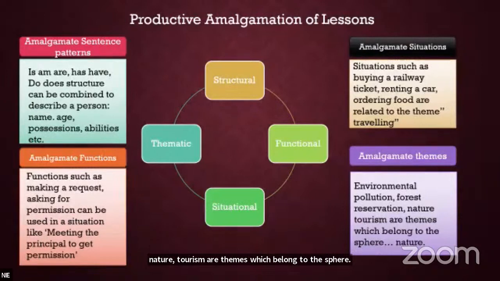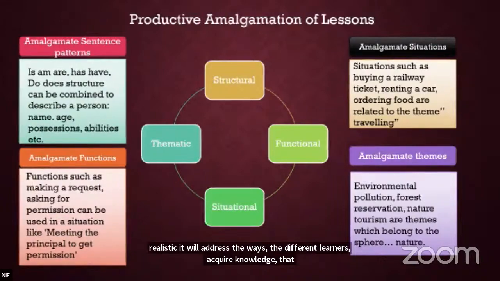Whatever the approach or the techniques you follow, the lessons have to be designed integrating all the 4 skills: listening, speaking, reading and writing. If possible, in that order, as it is the way of language acquisition. Moreover, making the lesson more realistic, it will address the ways the different learners acquire knowledge, that is auditory, visual and tactile.